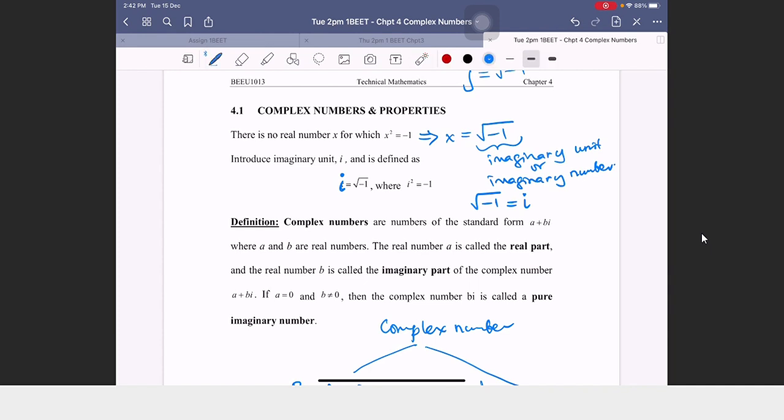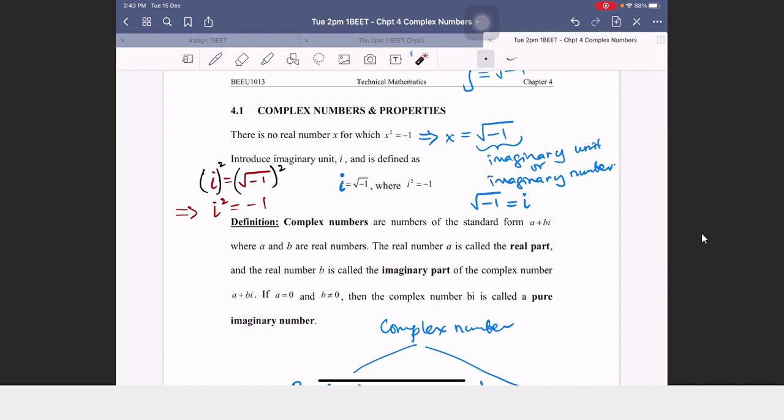So if you have i equals the square root of -1, when you square both sides, you get i squared equals -1. This is logical, and in fact this is what you also need to remember by heart: i equals the square root of -1, so then i squared equals -1. And then there's a definition here.